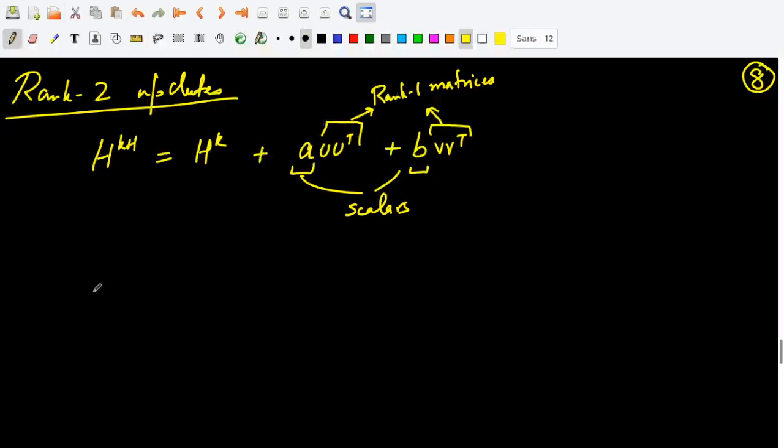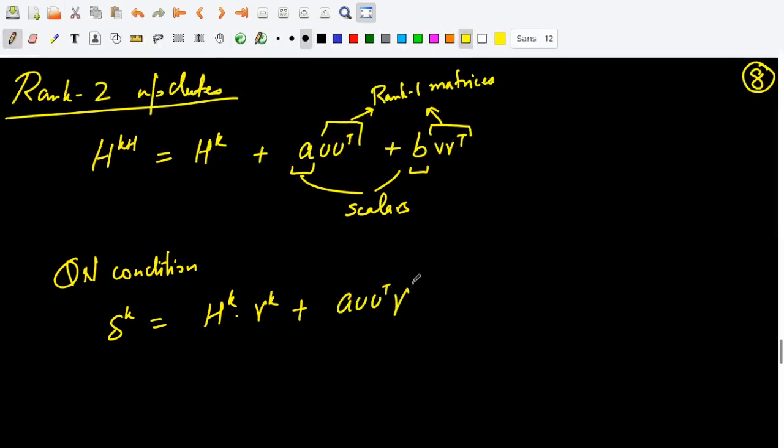So again, I want the Quasi-Newton condition to hold. That means my delta k has to be equal to H k plus 1 times gamma k. So that means if I substitute H k plus 1 as H k plus a u u transpose gamma k plus b v v transpose gamma k, and we would like to decide a and b.